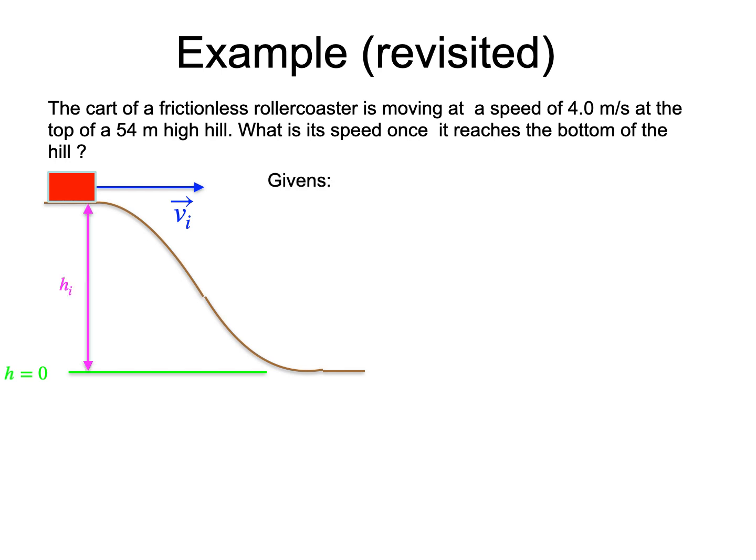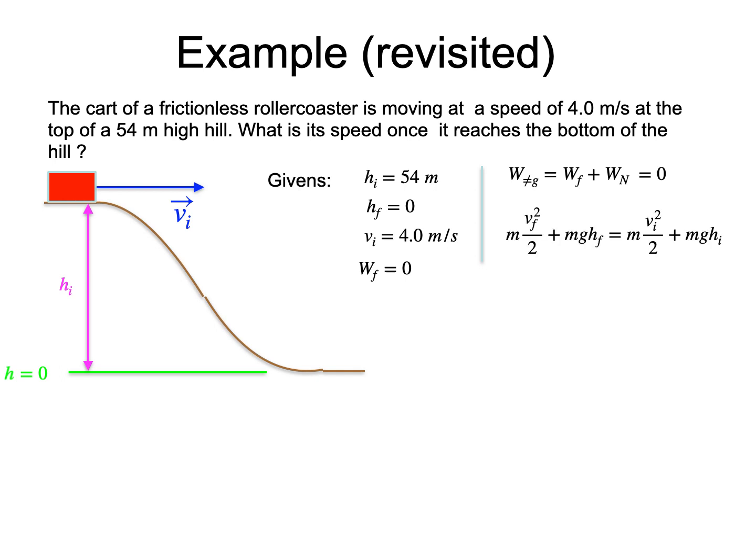The givens are the initial height, the final height, the initial speed, and the fact that the roller coaster is frictionless leads to the work done by friction to be zero. The work done by the forces that are not gravity is the sum of the work done by friction, which is zero, and the work done by the normal, which is also zero, because the normal force is perpendicular to the displacement. This is a case of conservation of total mechanical energy, which means that we can use this equation.